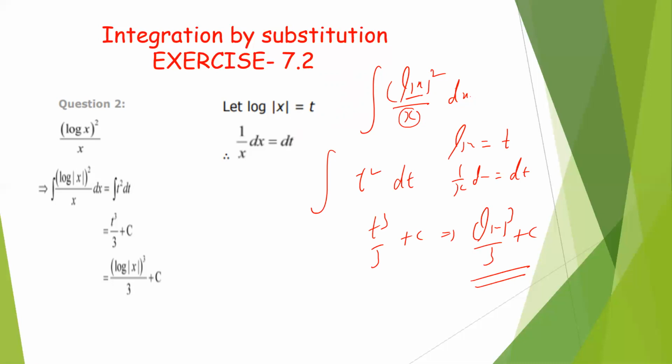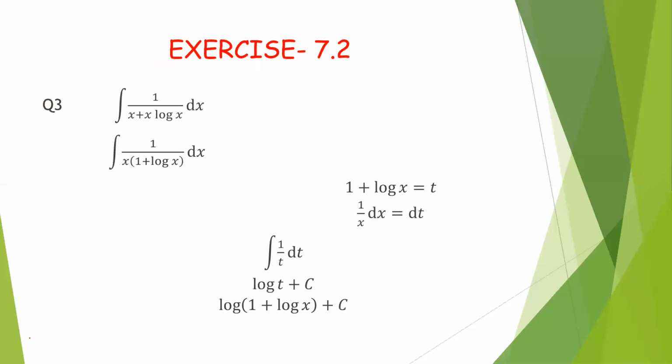A substitution is successful if the whole function is converted into t and dx is converted into dt, and we are able to use some fundamental formulae on this. Then only is the substitution successful. Otherwise, you can change the substitution, meaning you can take another function as t. I hope it is clear.